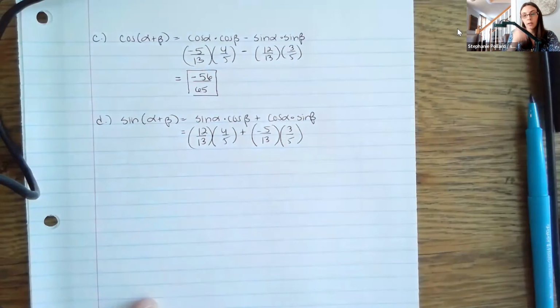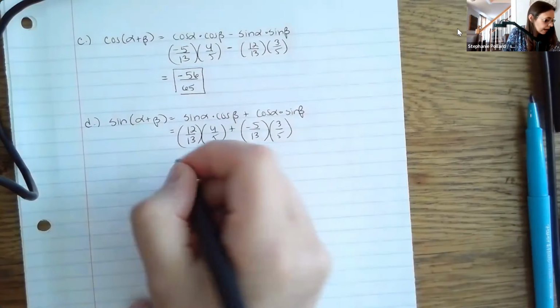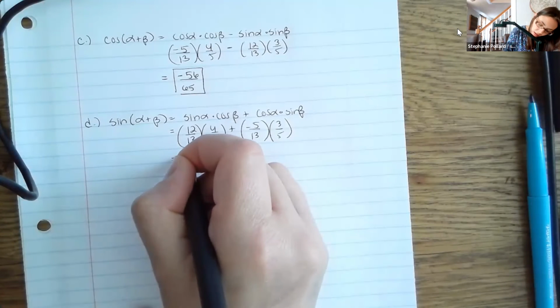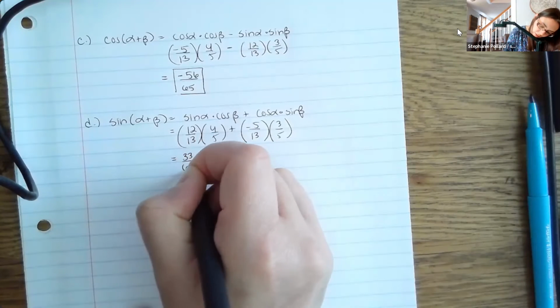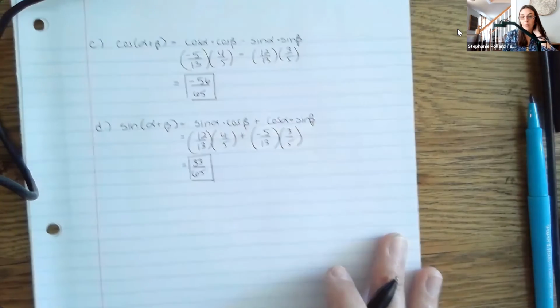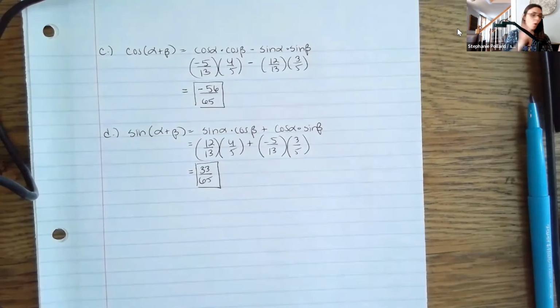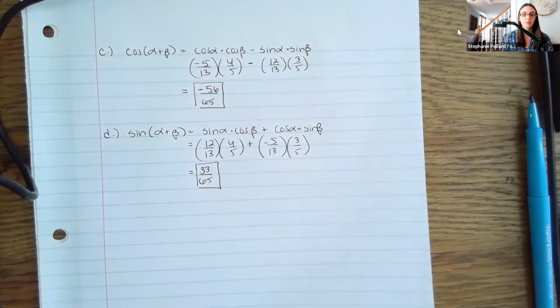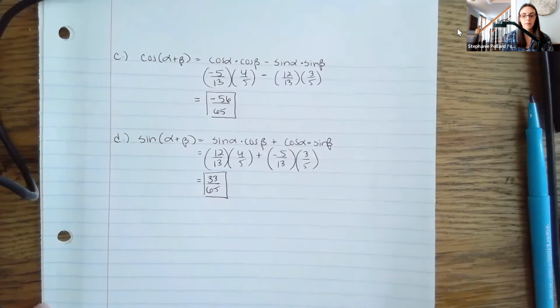And again, you're just going to do a little bit of arithmetic here. I'm going to save us the time. And you get 33/65 as your final result. So there we are able to answer that question, kind of applying some old techniques and also some new techniques here. Let's do one more example.